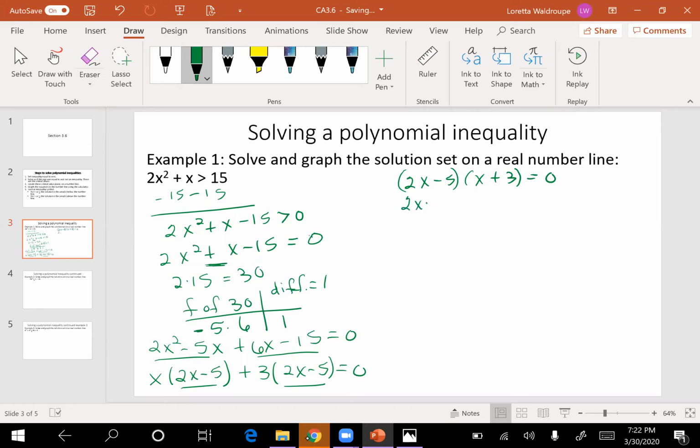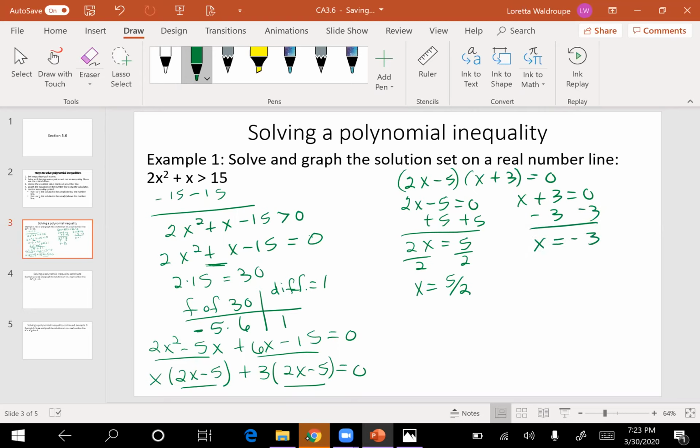Set each one equal to 0 and solve for x. So I'm going to add 5 to both sides of the 2x minus 5. So 2x equals 5. Divide by 2, and x equals 5 over 2. Subtracting 3 from both sides over here, I get x equals negative 3. So on the number line, I know that at 5 over 2 and at negative 3, and negative 3 has to come before 5 over 2, I'm going to cross that number line.